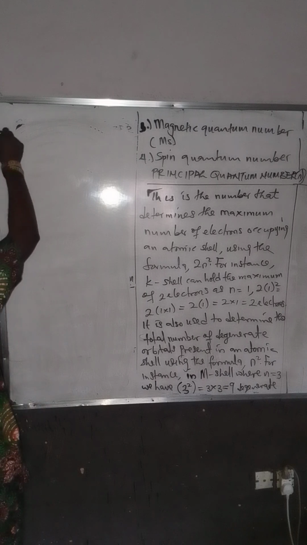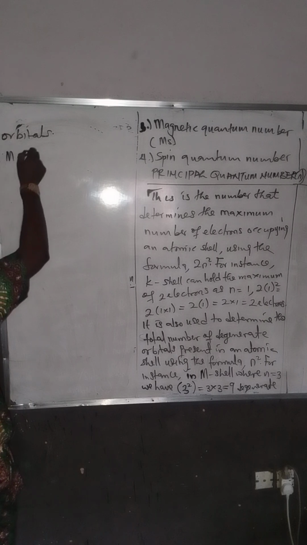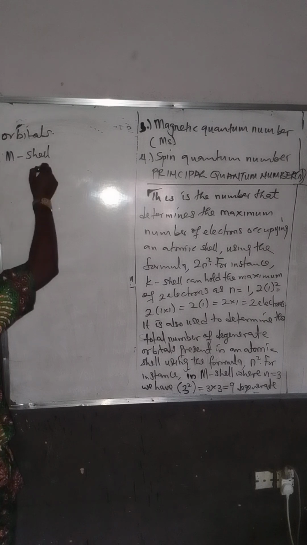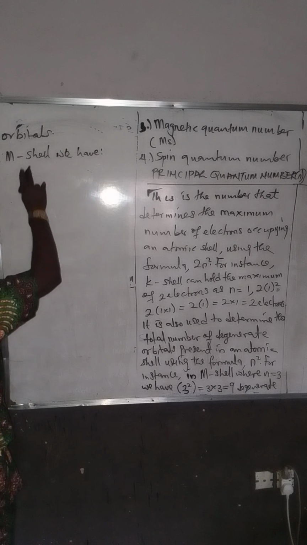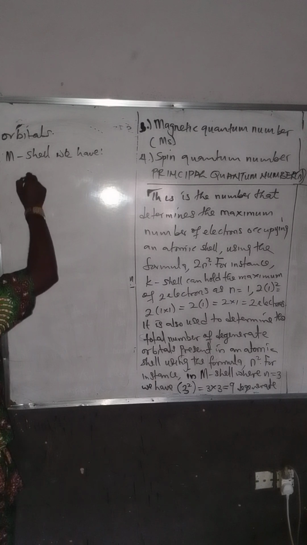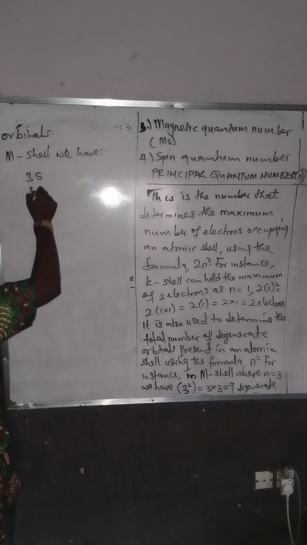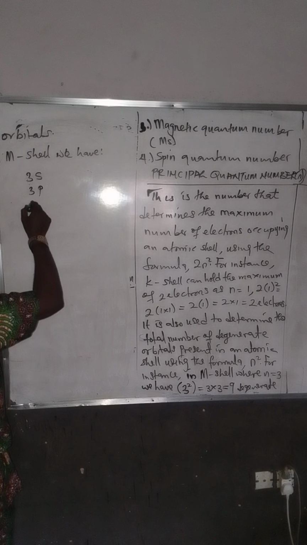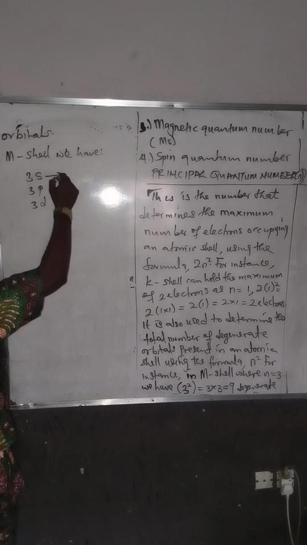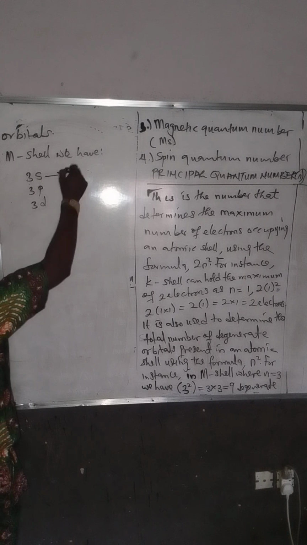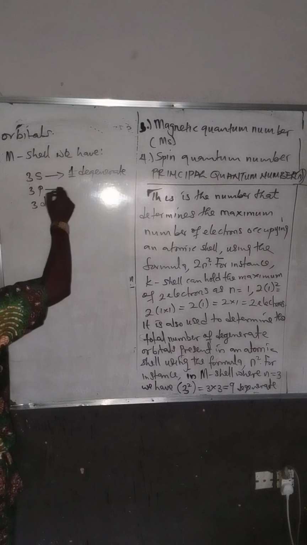Nine degenerate orbitals. How? Let's check that. In the M shell, what do we have? M is number 3 now. We have the 3s orbital, the 3p orbital, and the 3d orbital. The s has only one degenerate, as it can take 2 electrons.